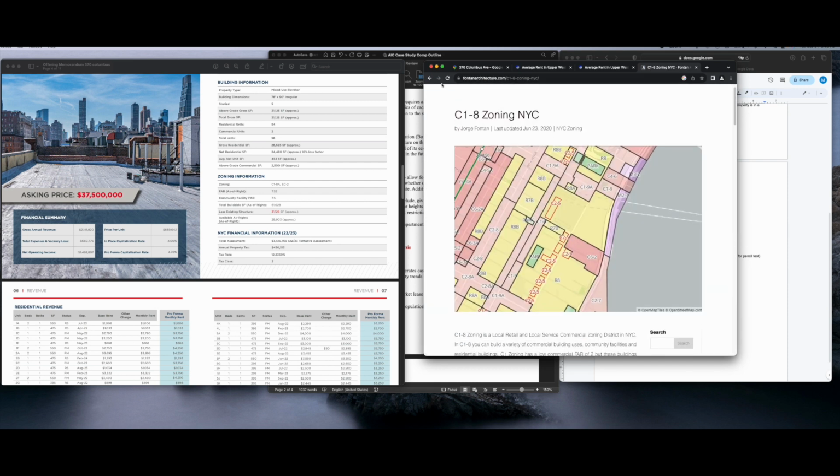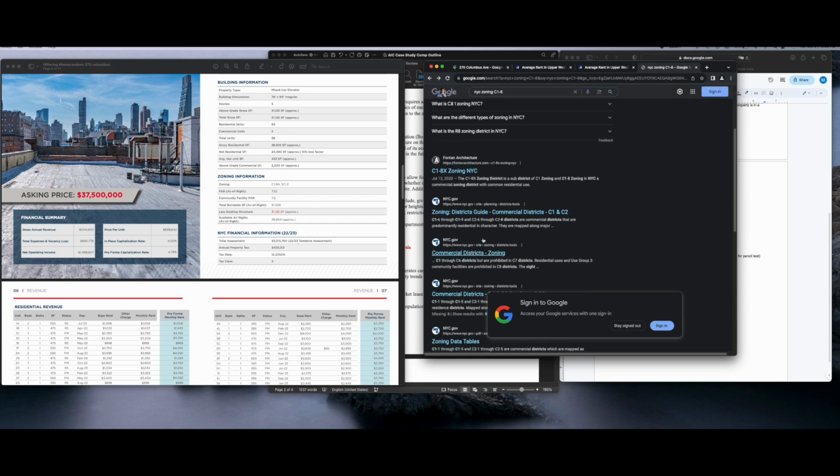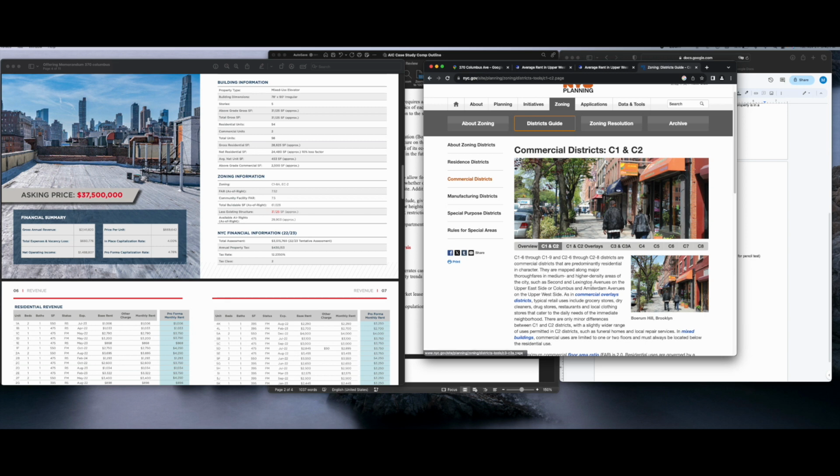Here we go. C1-8 zoning. That's not a good link. This is great. All right, right here.